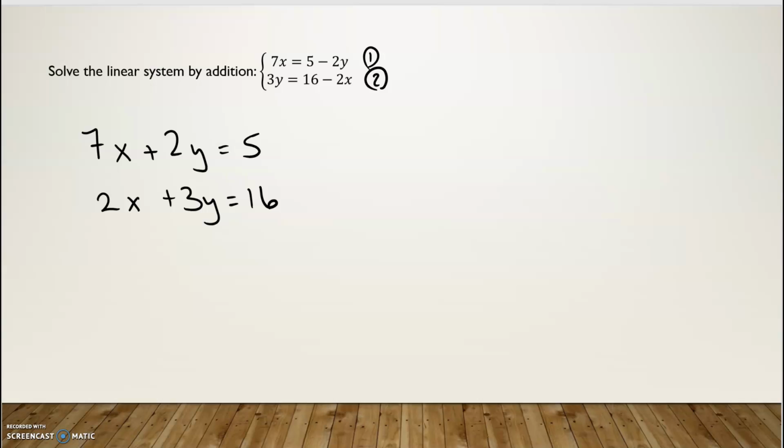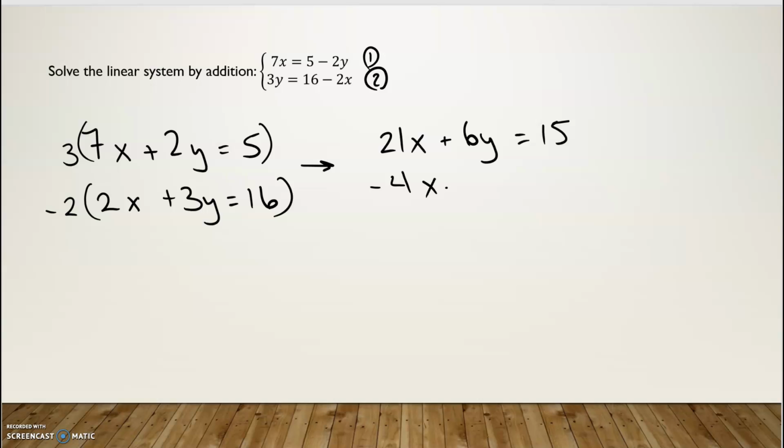So for this one, I can either get both of my x values to a 14 or both of my y values to a 6. So if I choose the y values, I would take this one and multiply it times 3, and take this one and multiply it times 2, and a negative 2, so that one of them is a positive 6 and the other one is a negative 6. Okay, so when I do that, we will have 21x plus 6y is equal to 15. And then negative 4x minus 6y is equal to a negative 32.